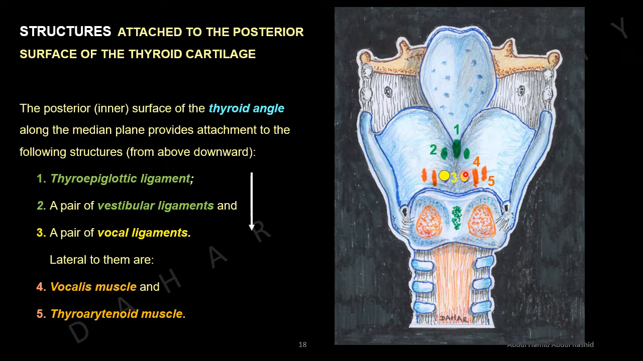After that, the structures we talked about just now are lateral to these. Number 4 is the vocalis muscle, and number 5, some more lateral, is the thyroarytenoid muscle. Just now we mentioned these two pairs of muscles relax the vocal cords.